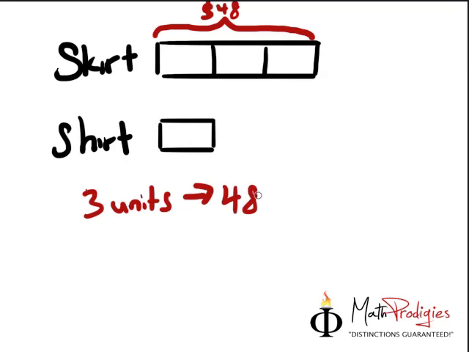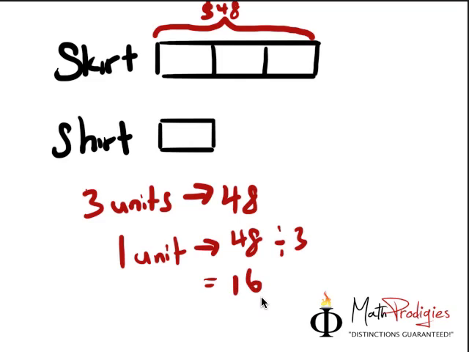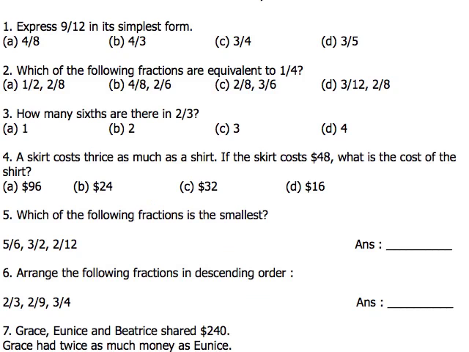And how much does 3 units equal to? $48. So if I want to find out the cost of the shirt, which is in this case 1 unit, all I have to do is find 1 unit. So 1 unit is equal to what? 48 divided by 3, which gives me 16. So that is the answer for number 4. What is the cost of the shirt? The answer is 16, which is option D.